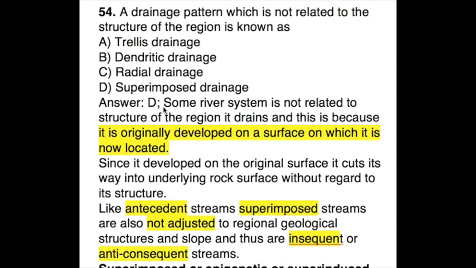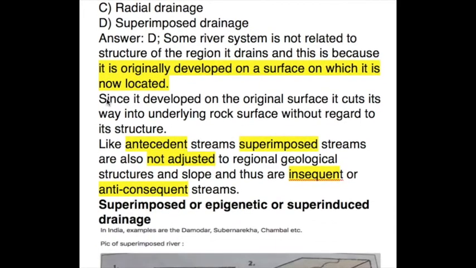Okay, now we can also get some insight from here. Some river systems are not related to the structure of the region they drain, and this is because they originally developed on a surface different from the one on which they are now located. Like antecedent streams, superimposed streams are also not adjusted to the regional geographical structure and slope, and thus are insequent or anti-consequent streams.